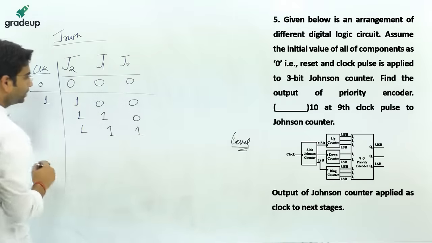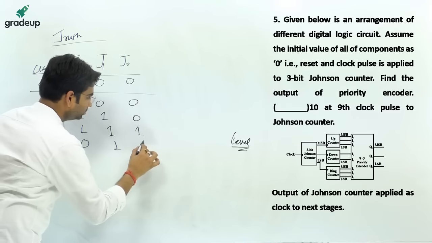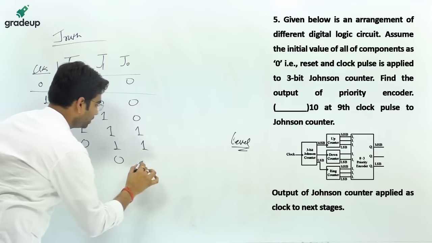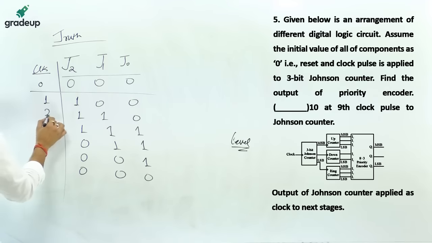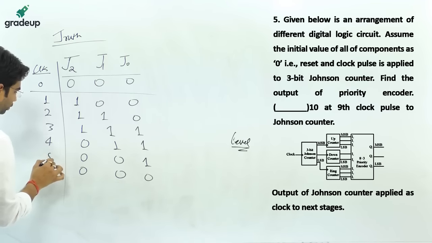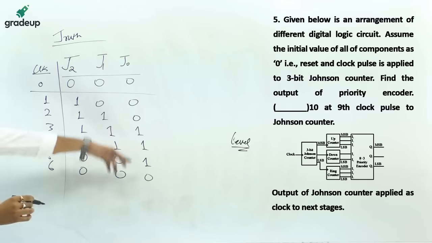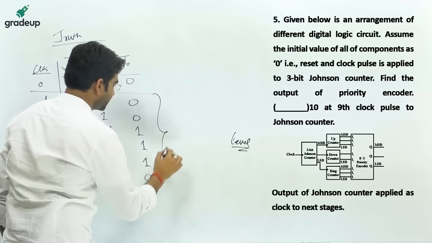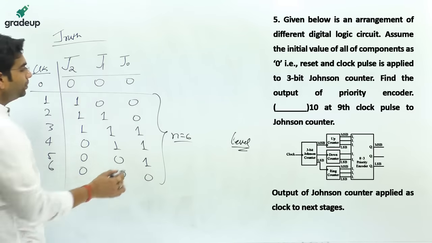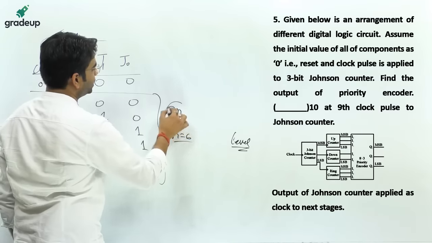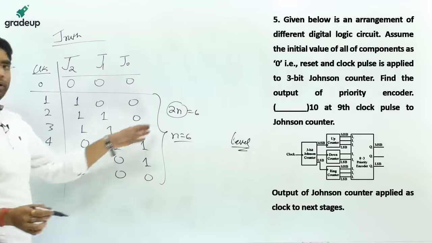Okay, so the truth table which you will be getting is this. Second clock pulse, third clock pulse, fourth clock pulse, fifth clock pulse, sixth clock pulse. So the number of stages is 6, n is equal to 6. A 3-bit Johnson counter will have 2n stages, that will be 6. Take this concept.